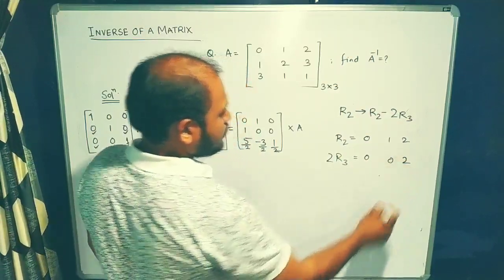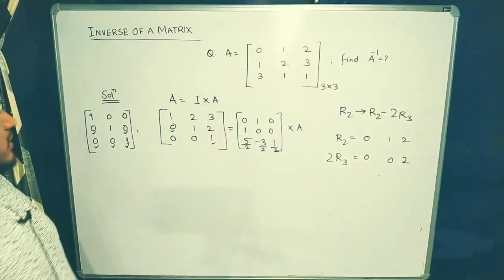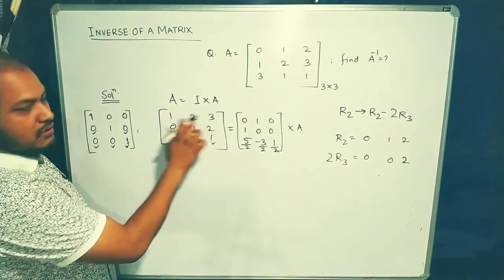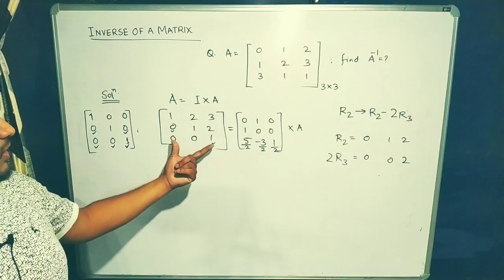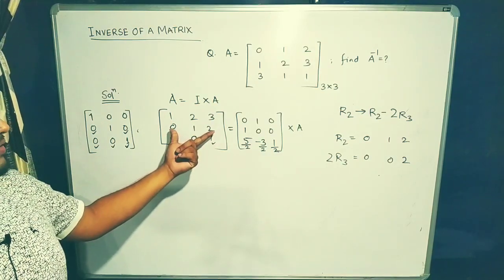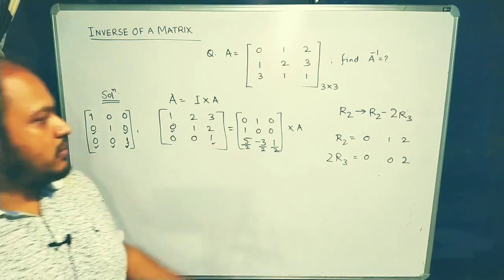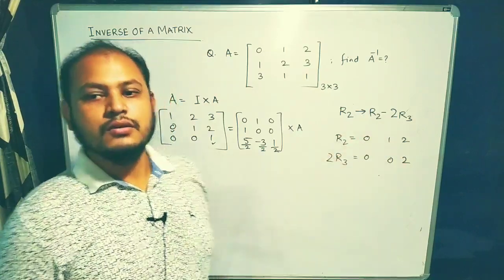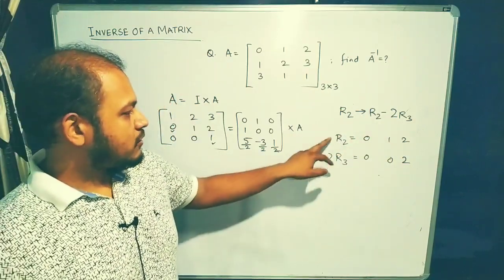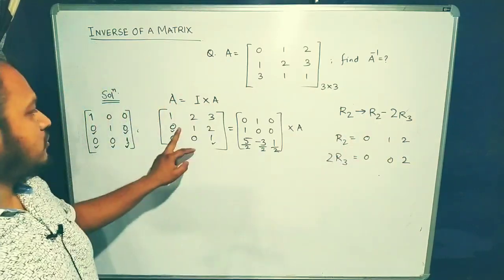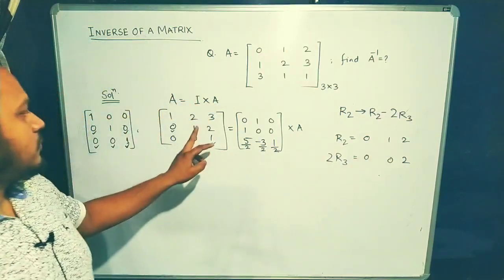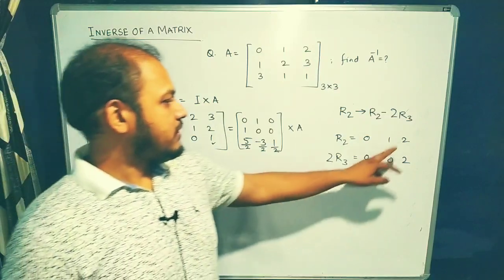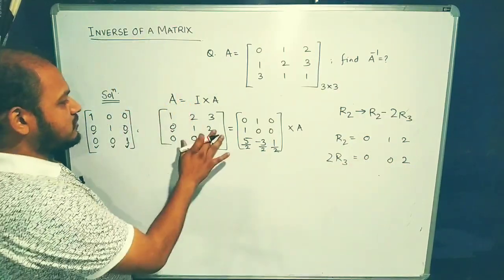Now 2 times the third row: 0 into 2 is 0, 0 into 2 is 0, 1 into 2 is 2. Now we see, is the first row changing? No. Is the third row changing? No. Only the second row is getting changed. So what is the second row now? R2 minus 2R3. So R2 minus 2R3 is 0 minus 0 is 0. We are not going to change. 1 minus 0 is 1. We have 1 here. And then 2 minus 2 is equal to 0.